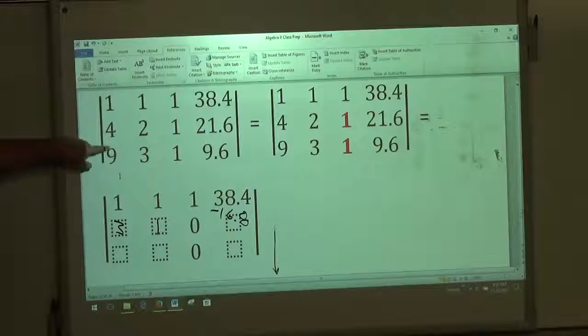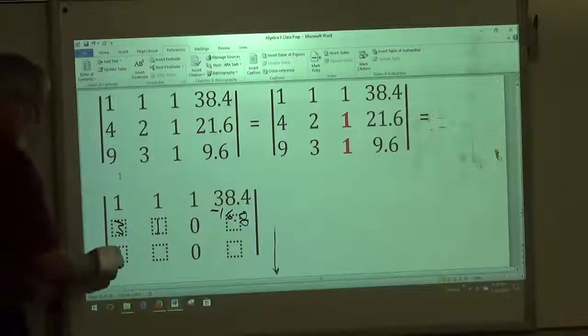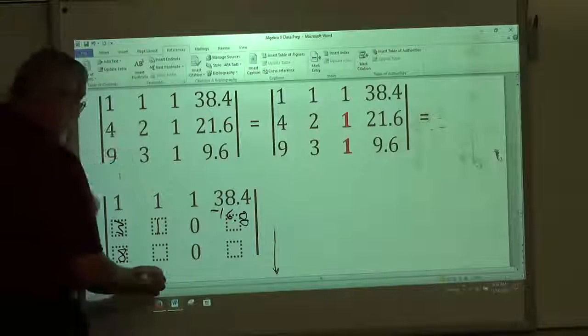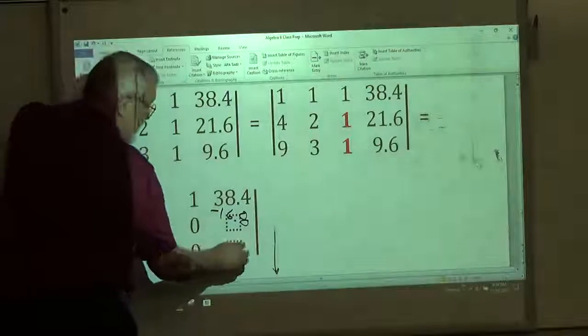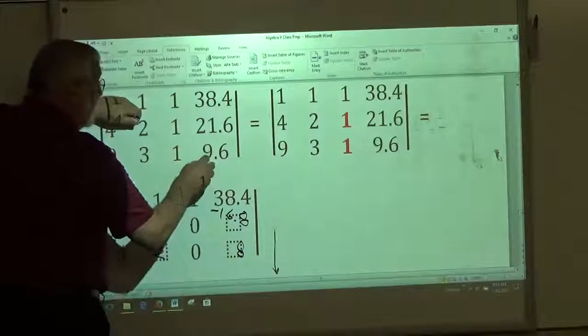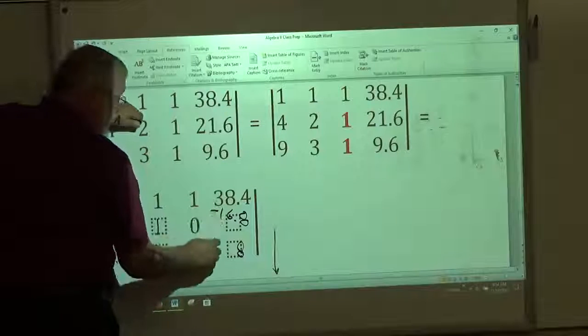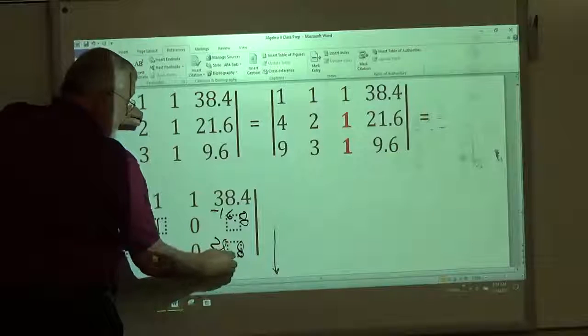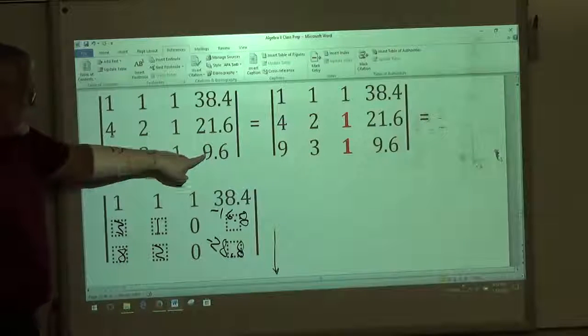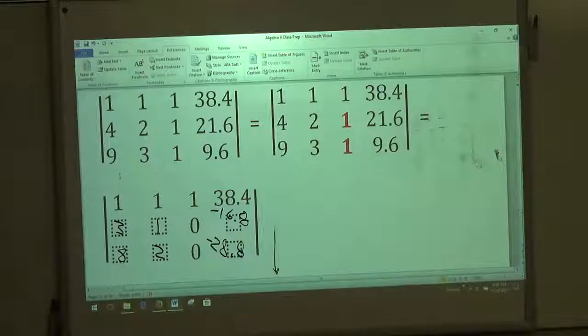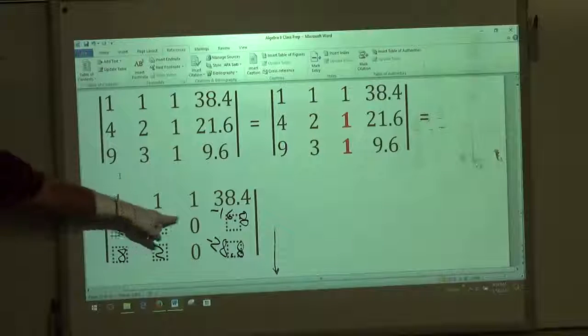Okay, now how do we do this next row? How do we get here? We're going to go 9 minus 1. That's 8, right? And then 3 minus 1 is 2. 1 minus 1 is 0. This minus this is again going to have an 8. And now I'm going to have 9.6 take away 38.4. Is that right? Yes, it is, so it's negative 28.8, okay? All right, so now we have 2 zeros here.